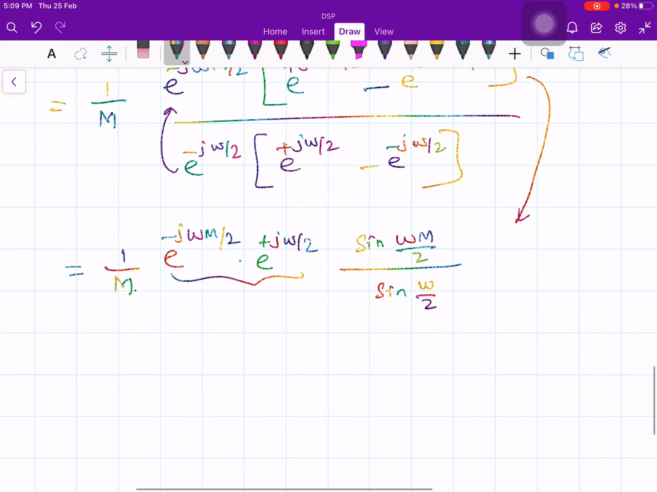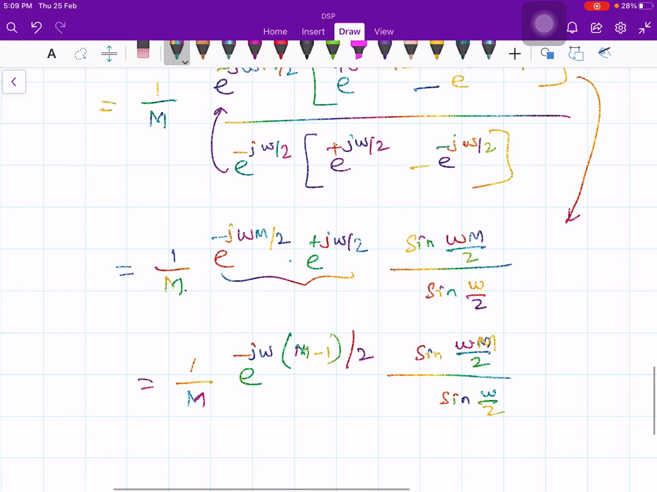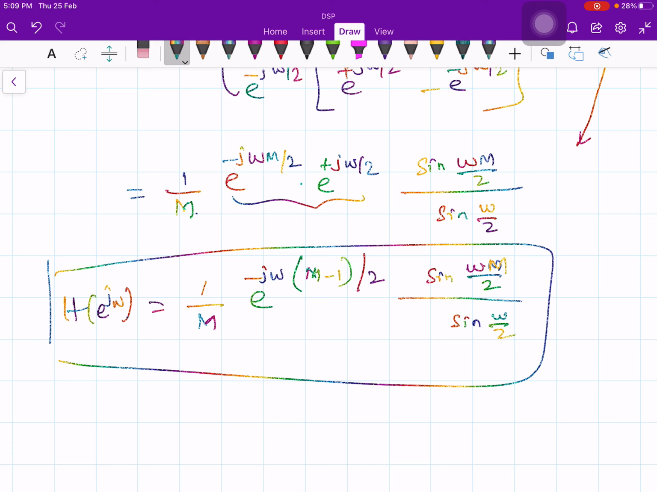Now simplify this. This is 1 divided by M, e to the minus j omega times (M minus 1) divided by 2, sine of omega M by 2, divided by sine omega by 2. What is this? This is the frequency response of the moving average system.